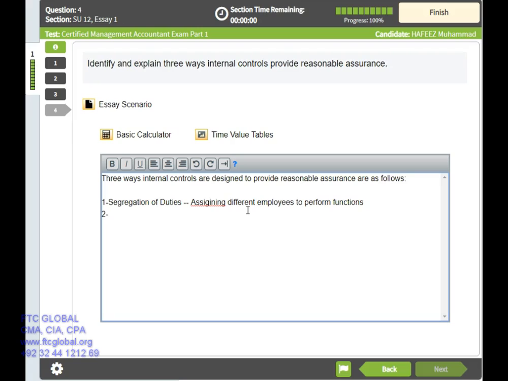Second, reconcile. This is a part of segregation duties as well. Reconciliation of recorded accountability with the asset must be done on regular basis.